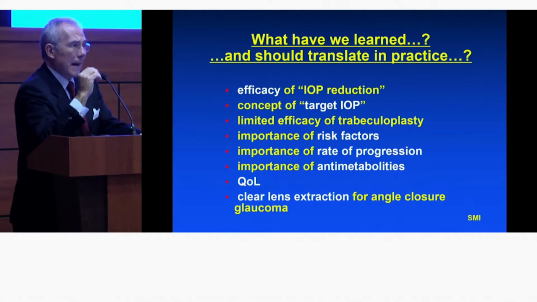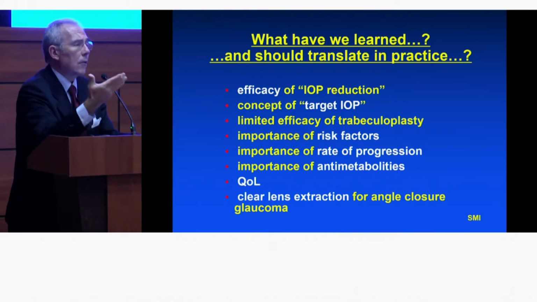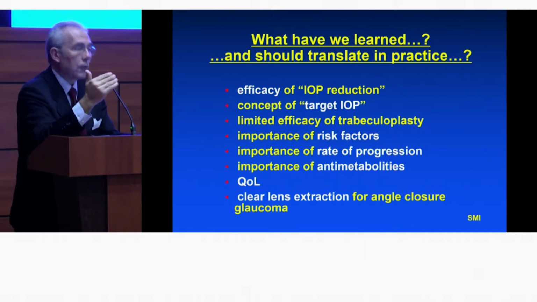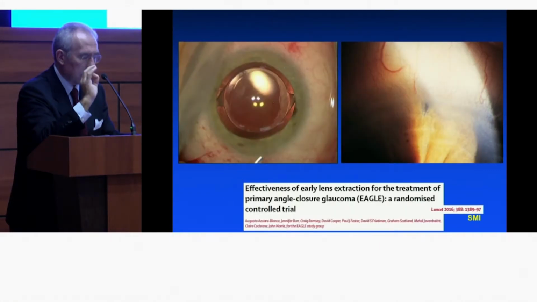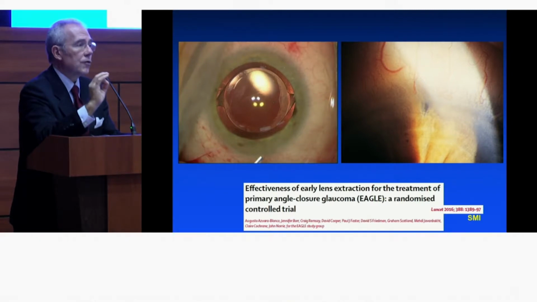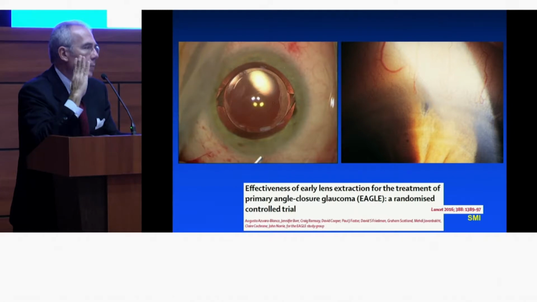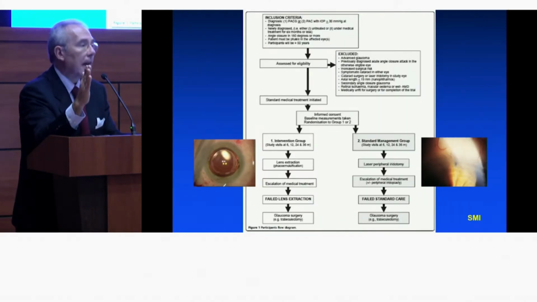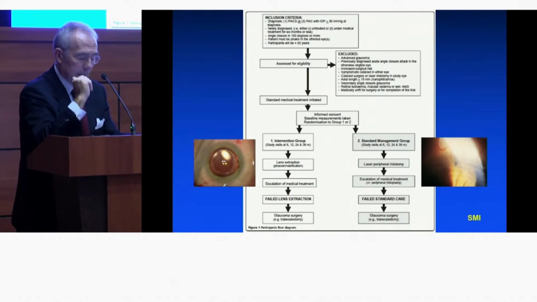And another very, very important issue, at least to me, that came out in the last years, is how important the clear lens extraction is for angle closure glaucoma. I know that Dr. Tan will talk about that, but I want just to mention this very crucial study, the EAGLE study, comparing primary phacoemulsification versus laser iridotomy, in order to see whether phacoemulsification alone or laser iridotomy was more effective.